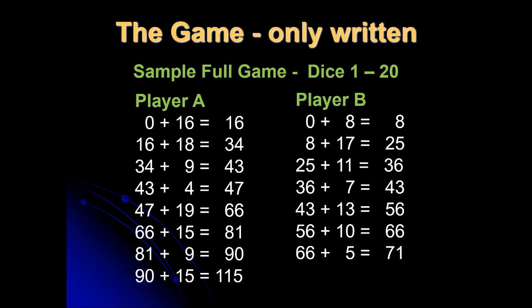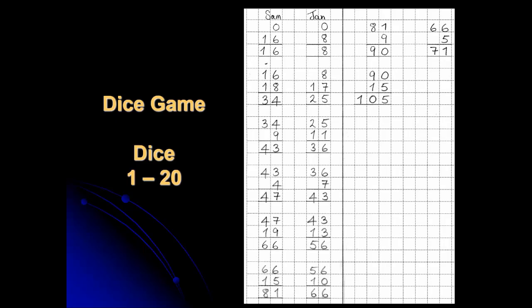A further option with the dice is to take the base 10 dice, the first 2 being 0 to 9 and 00 to 90. Well, that's it for this video.